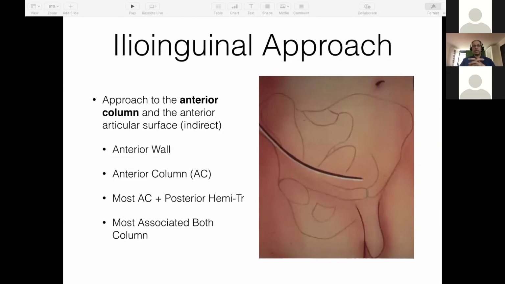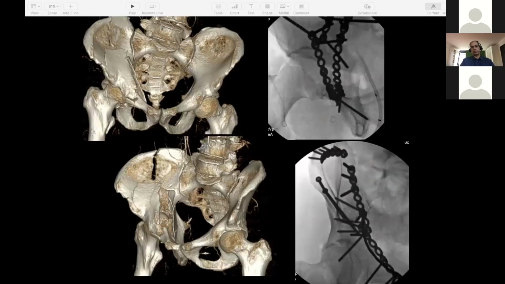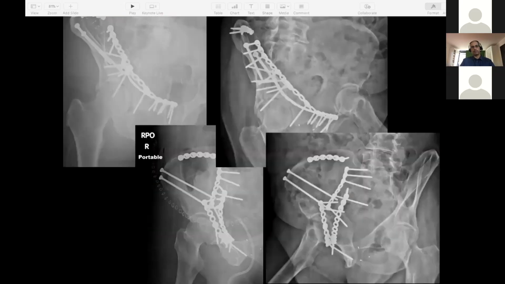And you can see here that this was all done through a posterior approach. The ilioinguinal and its derivative, the one that I use, is the classic lateral and middle windows of the ilioinguinal with an anterior intrapelvic approach substituting the original medial window of an ilioinguinal. This is a great way to see anything that has to do with the anterior wall, anterior column, and most transverse, T, and associated both column fractures. Okay.